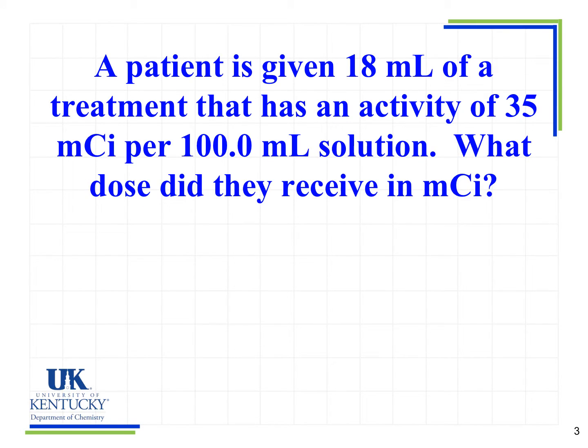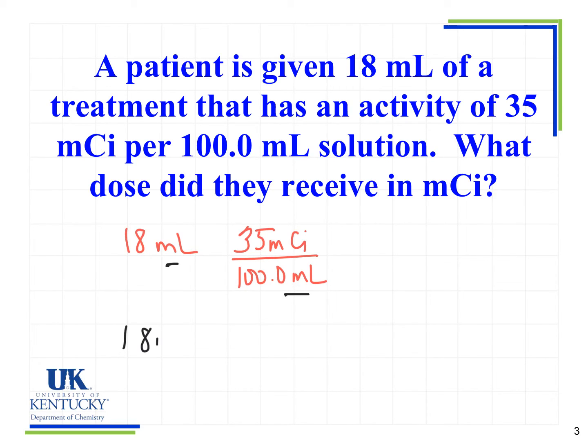Let's look at an example, and we're going to use dimensional analysis as we've been using all semester. So a patient is given 18 milliliters of a treatment that has an activity of 35 millicurie per 100 ml solution. So we can write that as a relationship. What dose did they receive in millicurie? So now we have two numbers, one with a simple unit and one with a relationship. As we've done previously, we want to start with the number with a simple unit.